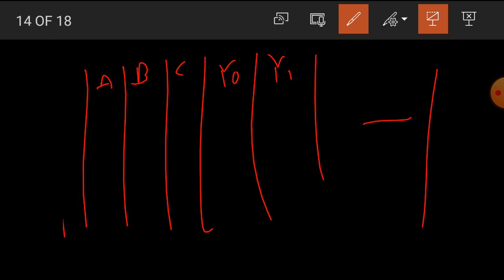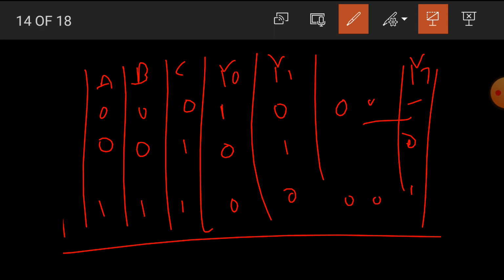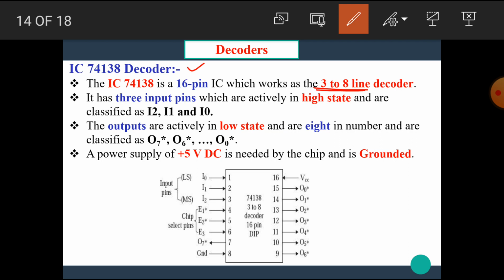It has the 3 inputs A, B, C and the 8 outputs, that means Y0, Y1 up to Y7. For combination 0 0 0, the Y0 is 1, remaining are 0. For next combination 001, Y1 is on, others 0. For combination 111, all the outputs are 0 except Y7. Okay, this is the truth table for 3 to 8 line decoder.